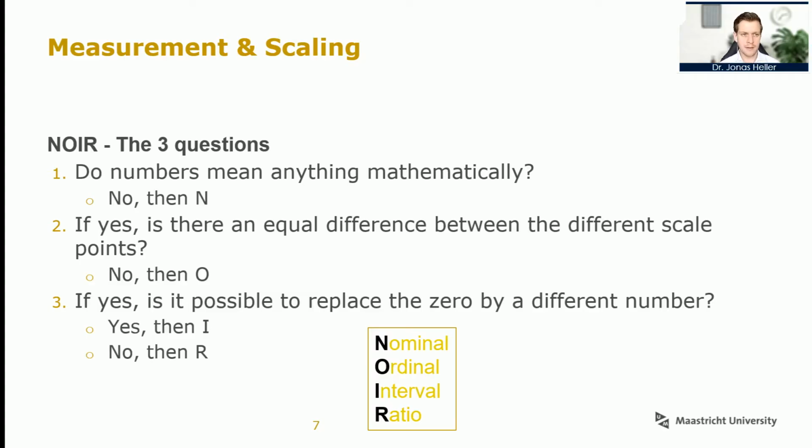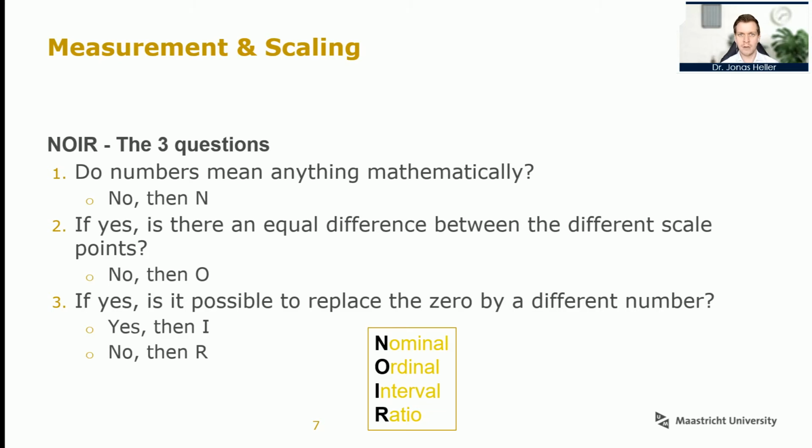How do we identify the different scales that we have in front of us, so nominal, ordinal, interval, or ratio data? We can do that by asking ourselves 3 important questions. So the first question that we need to ask ourselves is, do the numbers in front of us mean anything mathematically, or are they just assigned labels or IDs or tags? Because if they're just labels or tags, then we have nominal data. Then our next question would be, is there an equal difference between the different scale points? If yes, we would have interval data. If no, we end up with ordinal data.